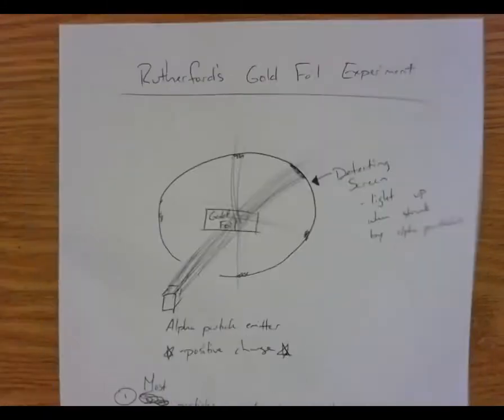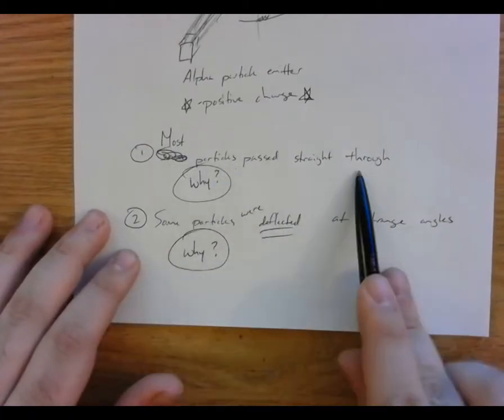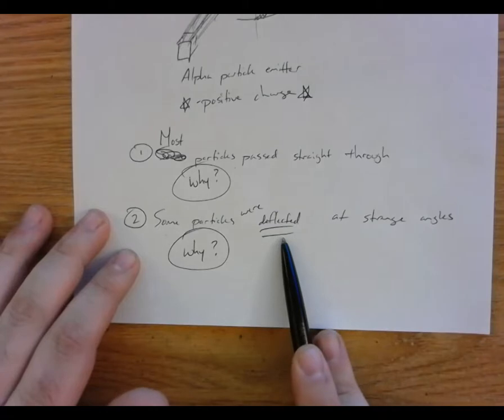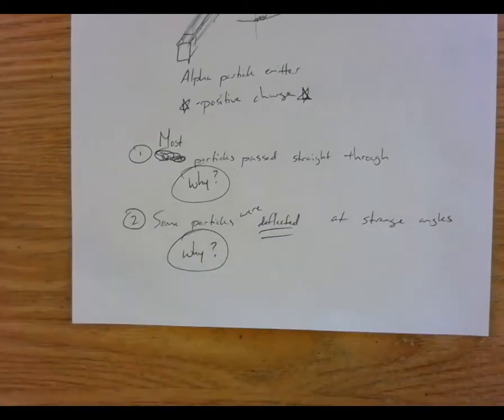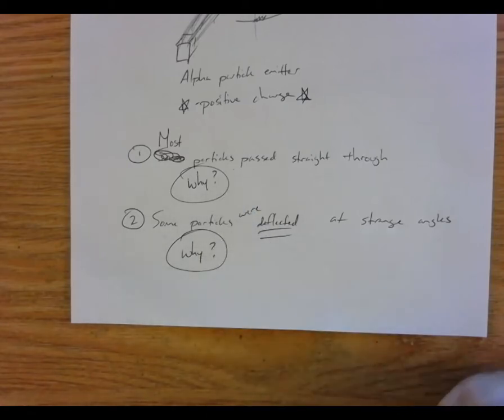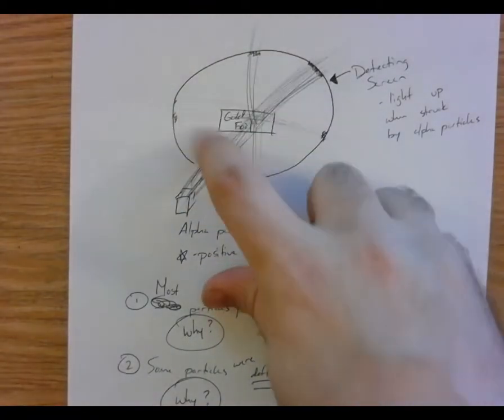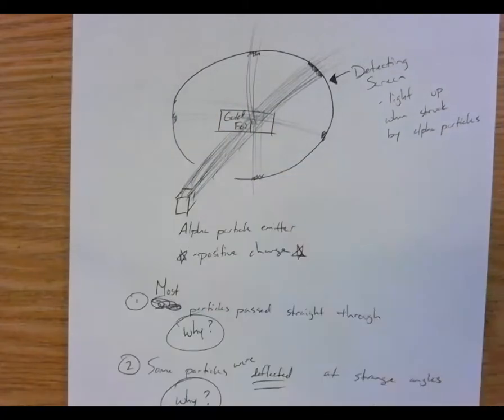These are the two main questions that people were asking. First, most of those particles passed straight through. Some particles were deflected, and that word might be important, at strange angles. Again, why? How were we able to draw these conclusions? This is the important thing. So what we're going to be doing is messing around with a simulation today. That simulation will mimic this gold foil experiment for us, where we're shooting alpha particles at a piece of gold foil and watching to see which directions they're going in.